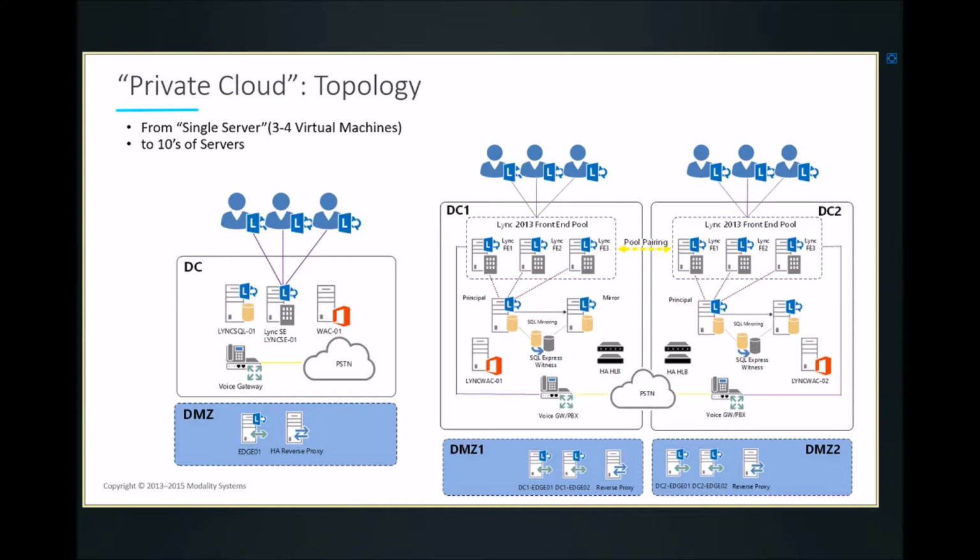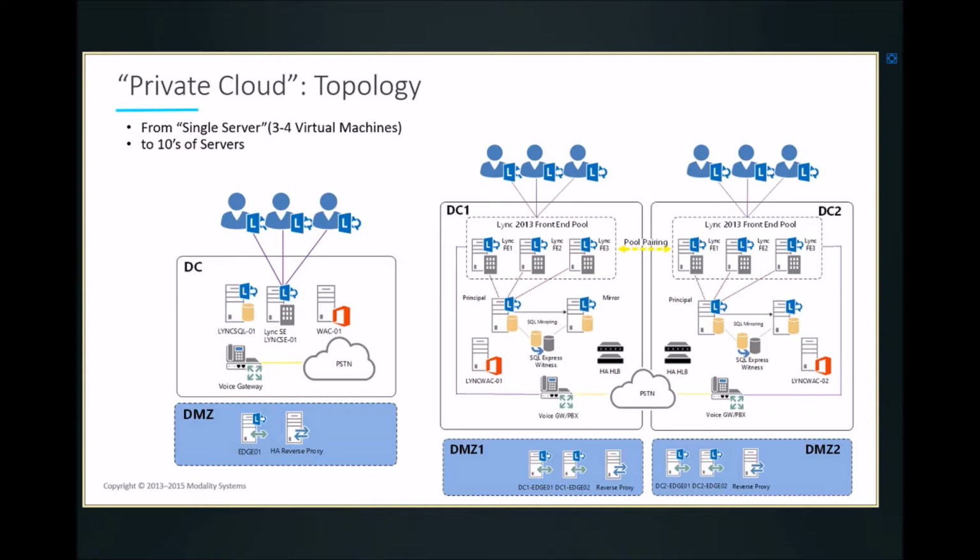And if you're providing Skype for Business as a telephony replacement, the model on the right is the more typical model you'd use. Now that's a potential starting point in terms of number of servers and infrastructure, and those Lync front-end pools can scale up to anywhere between 8, 10, 12 front-end servers at the high end, and then you can have multiple pools in multiple regions around the world.